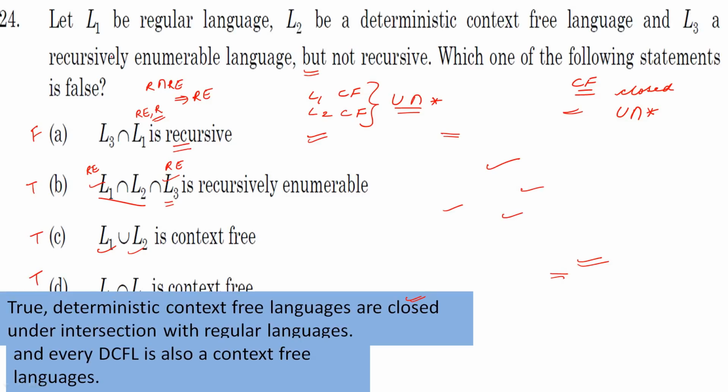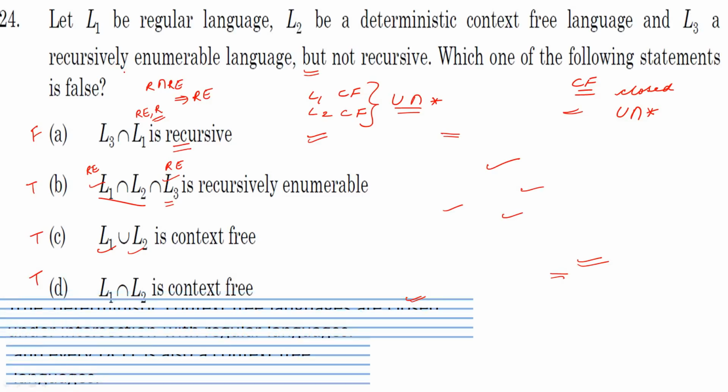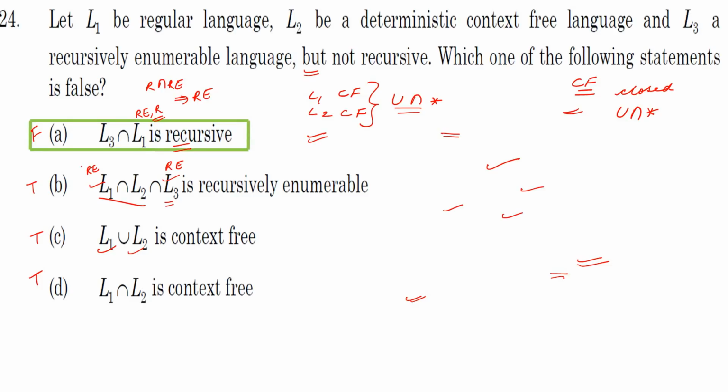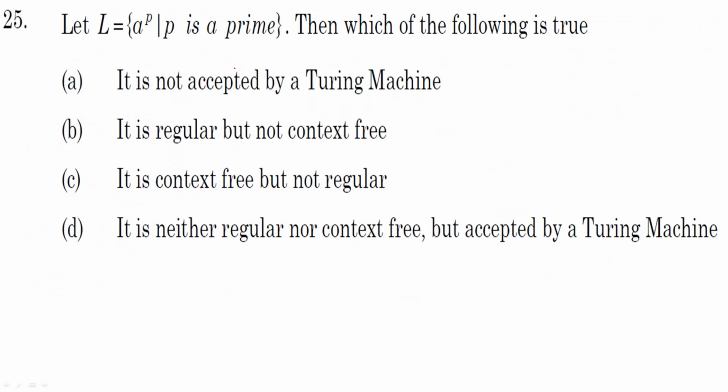So in our question it was asked which of the following statements is false. So the answer is A, that is L3 intersection L1 is recursive. It is not recursive, it is recursively enumerable. Okay, next. Let a to the power p where p is a prime number, then which of the following is true? We have to see whether it is a context-free language, a regular language, or accepted by a Turing machine.